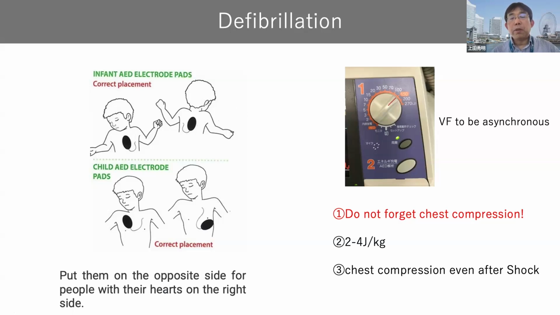But the most important thing is to start chest compression as soon as possible. If possible, give 2 to 4 joules per kilogram. And as soon as you give the defibrillation, please start chest compressions.